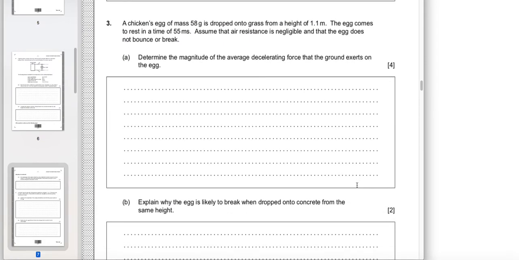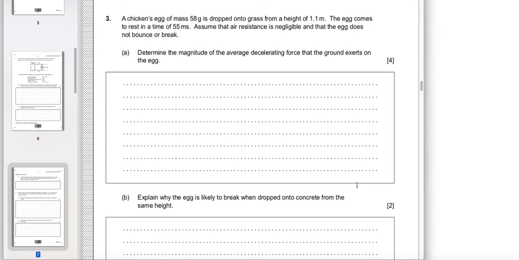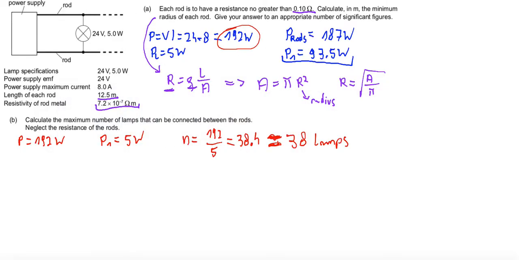So now exercise number 3. A chicken's egg of mass 58 grams is dropped into grass from a height of 1.1 meter. The egg comes to rest in a time of 55 milliseconds. Assume that air resistance is negligible and the egg does not bounce or break. Determine the magnitude of the average decelerating force that the ground exerts on the egg. Classical exercise with momentum. Exercise number 3.